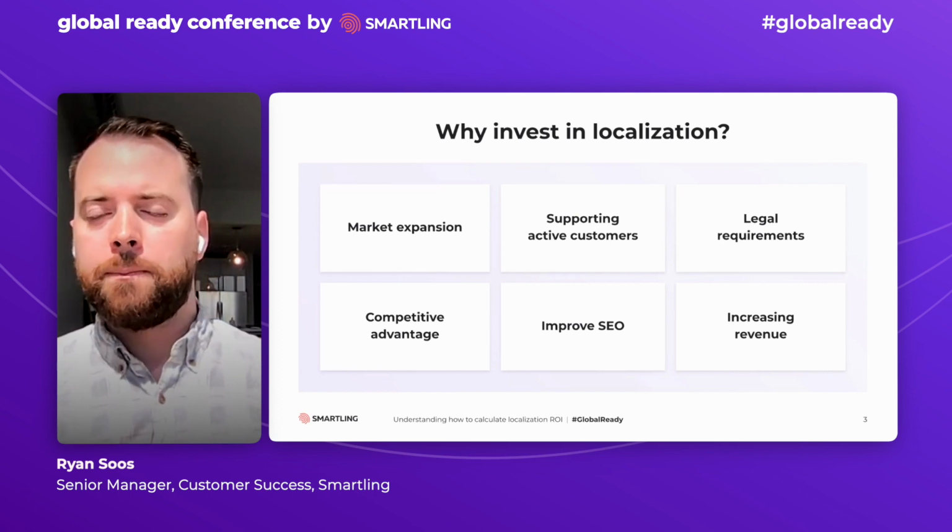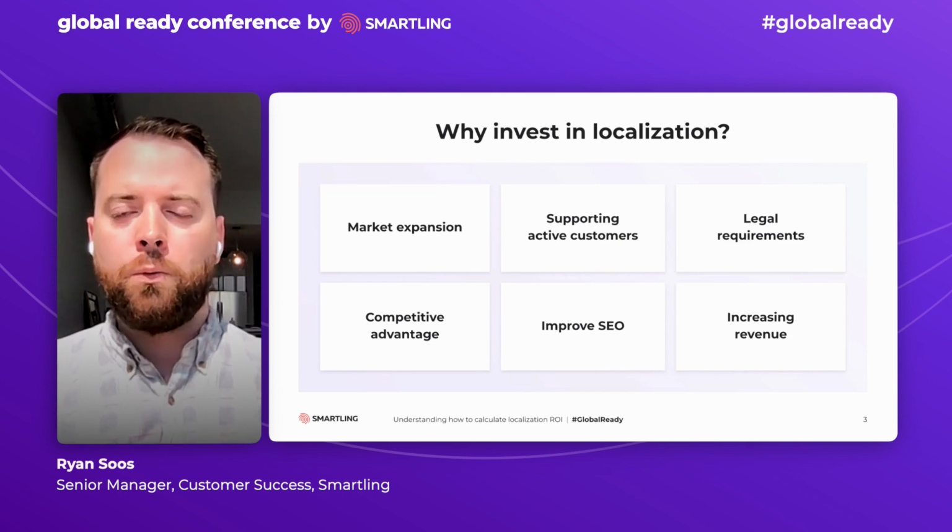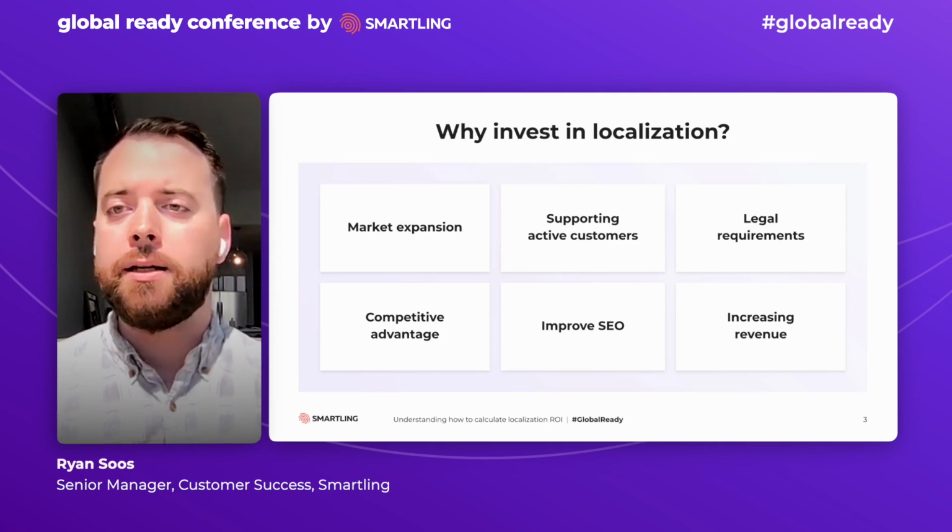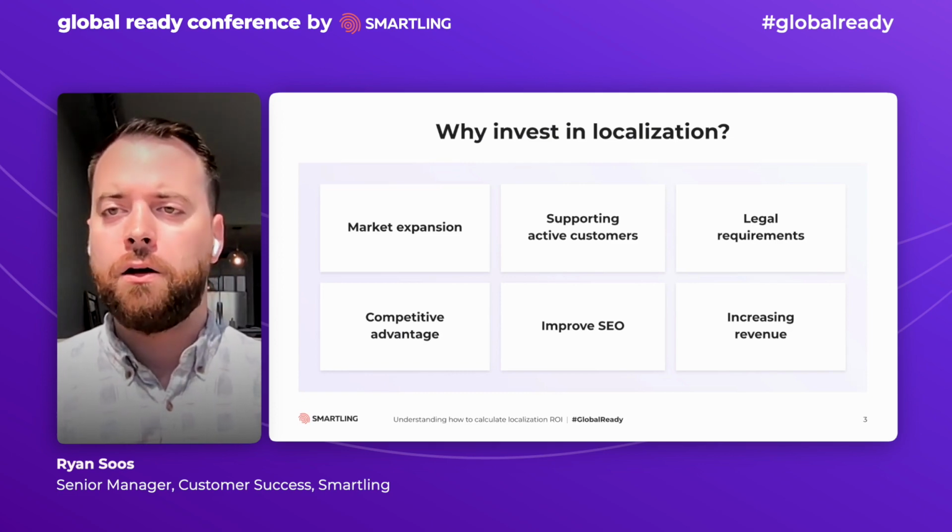Legal requirements. We see this very often with government agencies that we work with. They have a population that is highly Japanese. So there is a mandate across their government agency that all public communication must be written in Japanese as well.